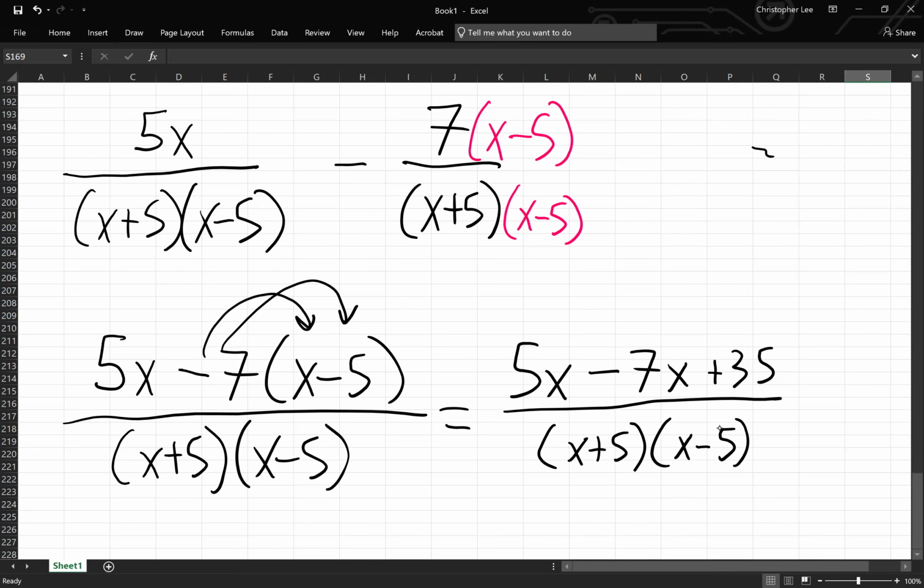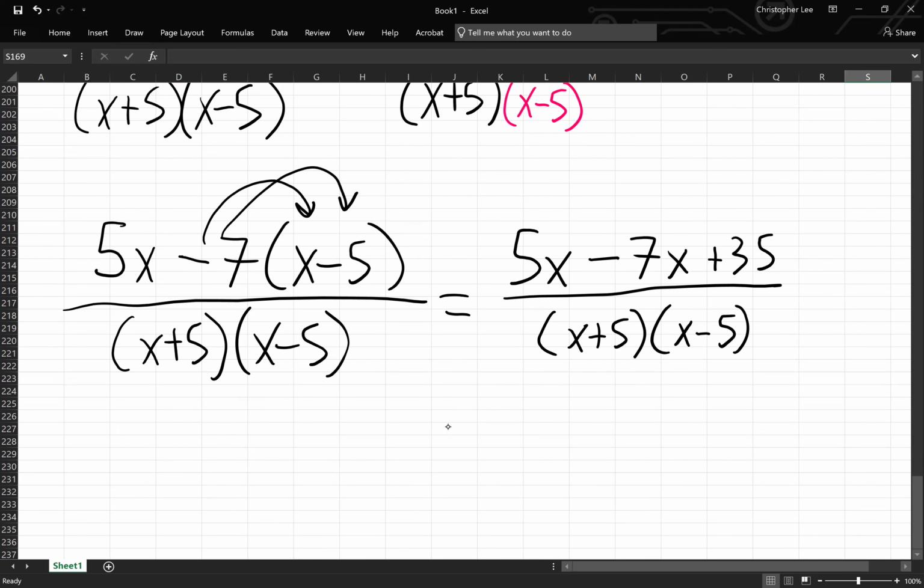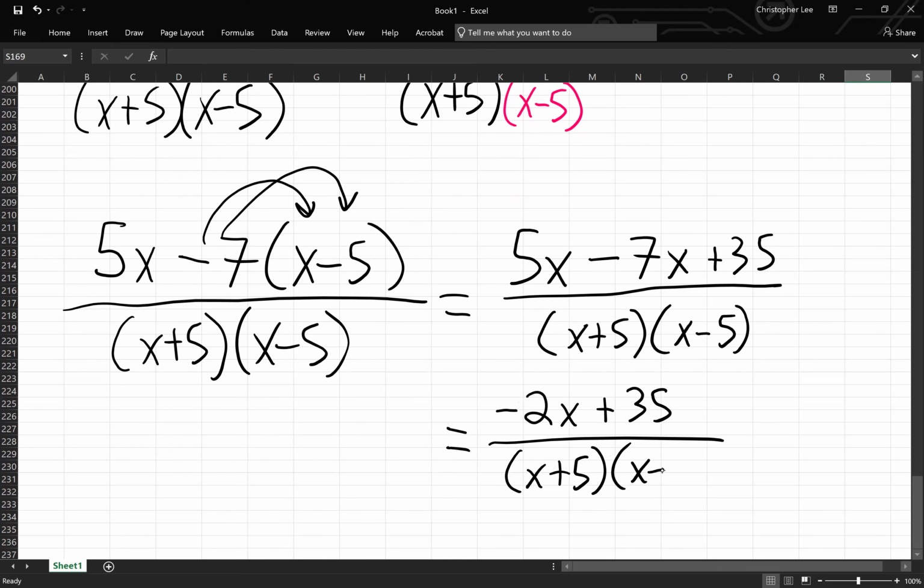Combine like terms, right? So what is it? Positive or negative? Negative, because the 5 is smaller than the 7, and the 7 is a negative. Good. So negative 2x plus 35 over what? Over x. It goes down the same way. Good.